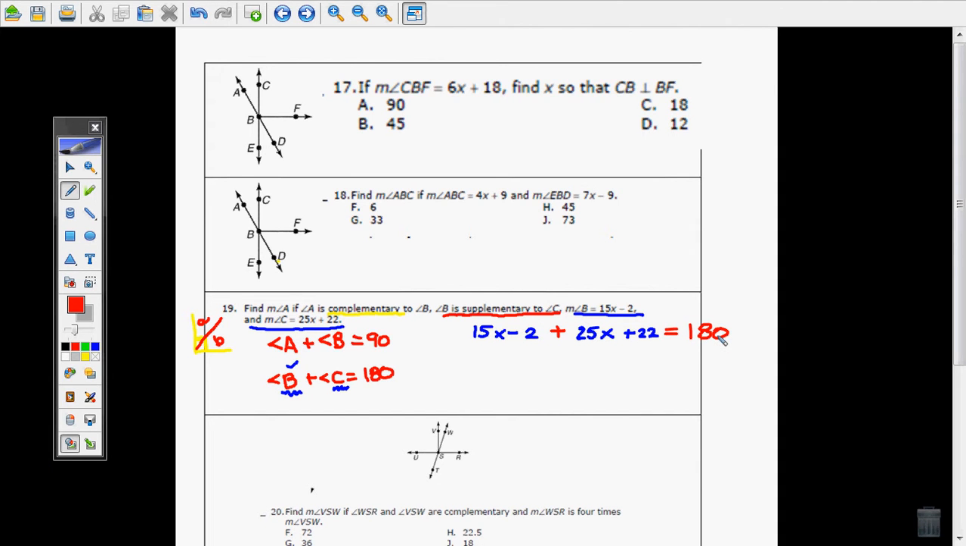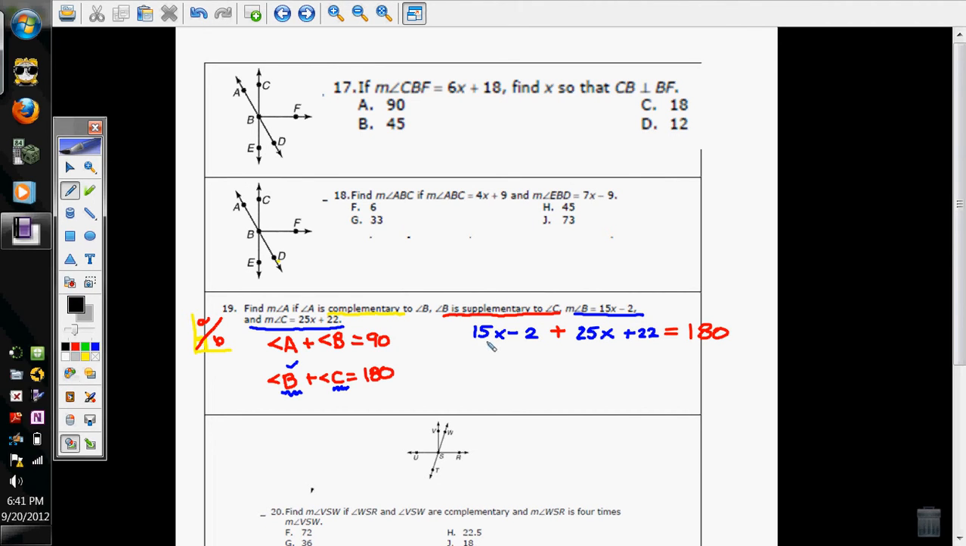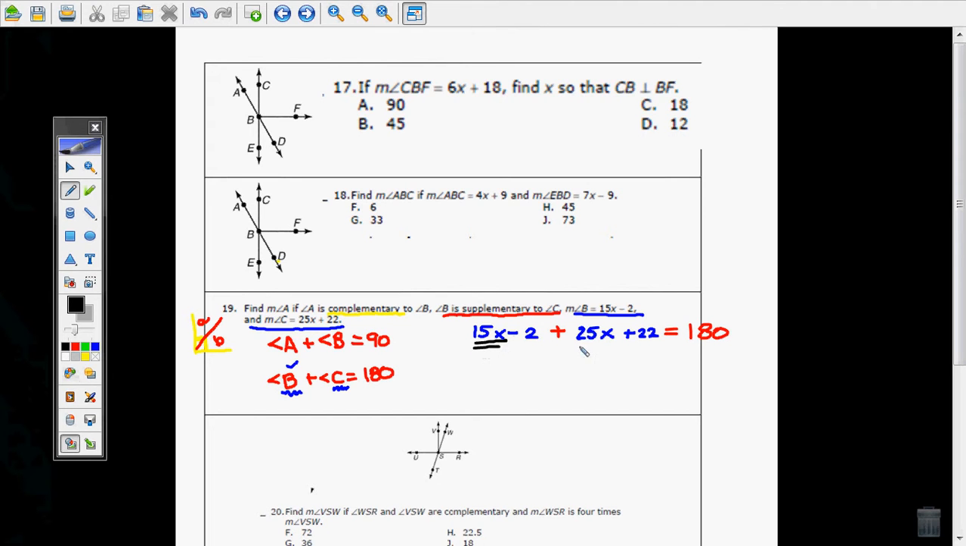So now I have enough information to solve this equation for x, which I'm sure will be useful whenever you have a variable. Find out what it is and then go from there. I'm going to combine my like terms because I have two items that are similar. I have a 15x and a 25x on the same side of the equal sign, so I can just smush them all together and get 40x.